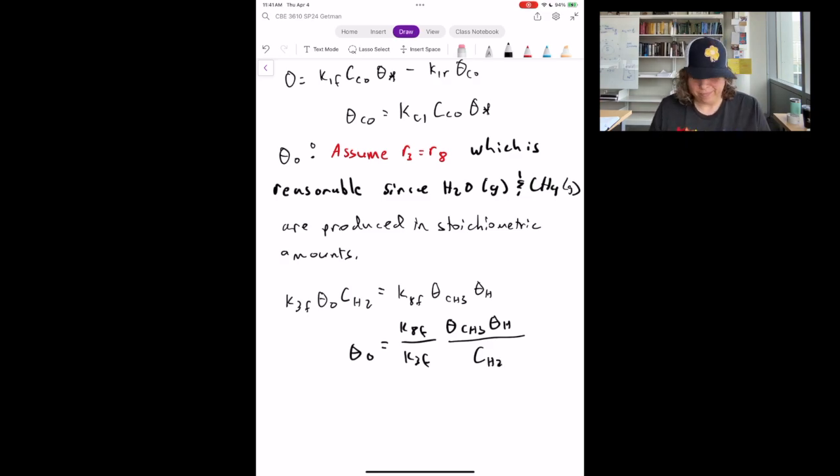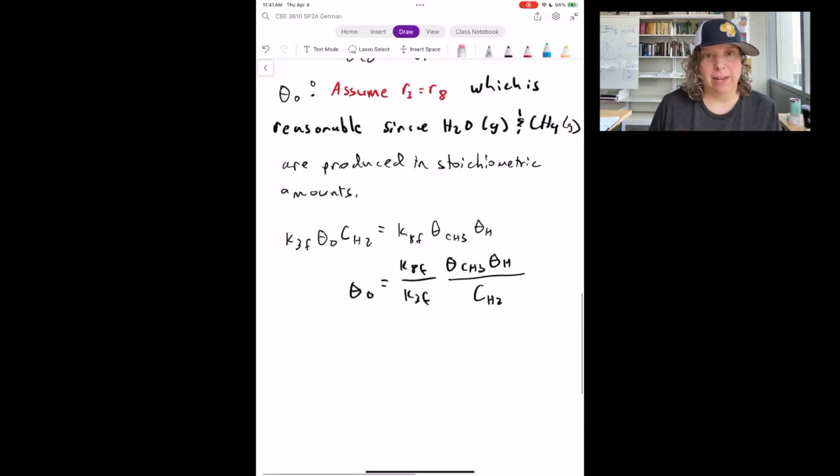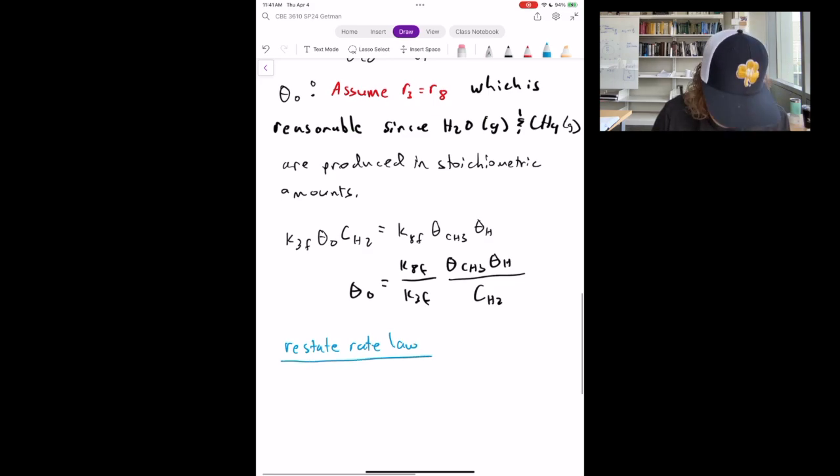Okay, now we should have expressions for all of our coverages, so we can start making substitutions. Let's go back and write our original rate law. I've even forgotten what that is. Let me go back and grab that here. Okay, so we'll say restate rate law, just because my solution has gotten pretty large at this point, and I just need to remember it.